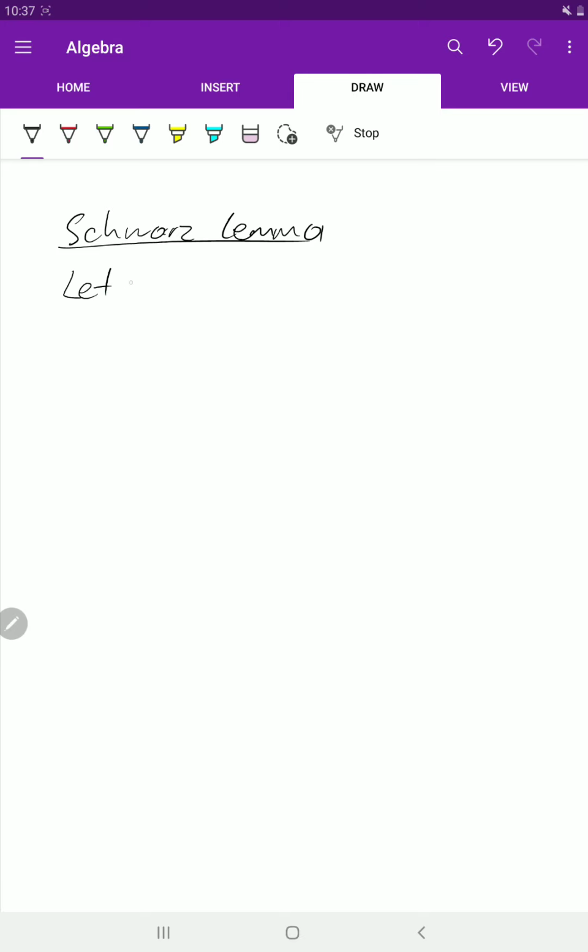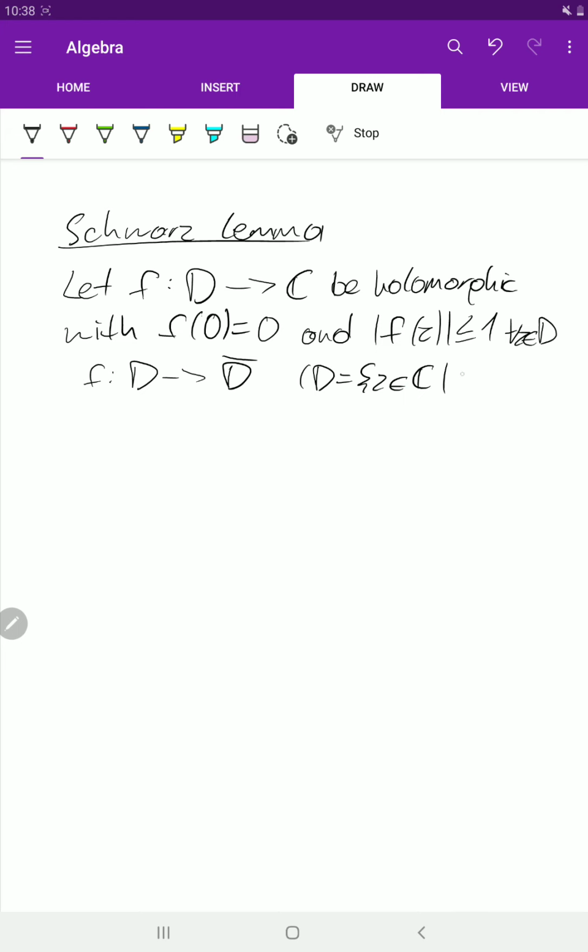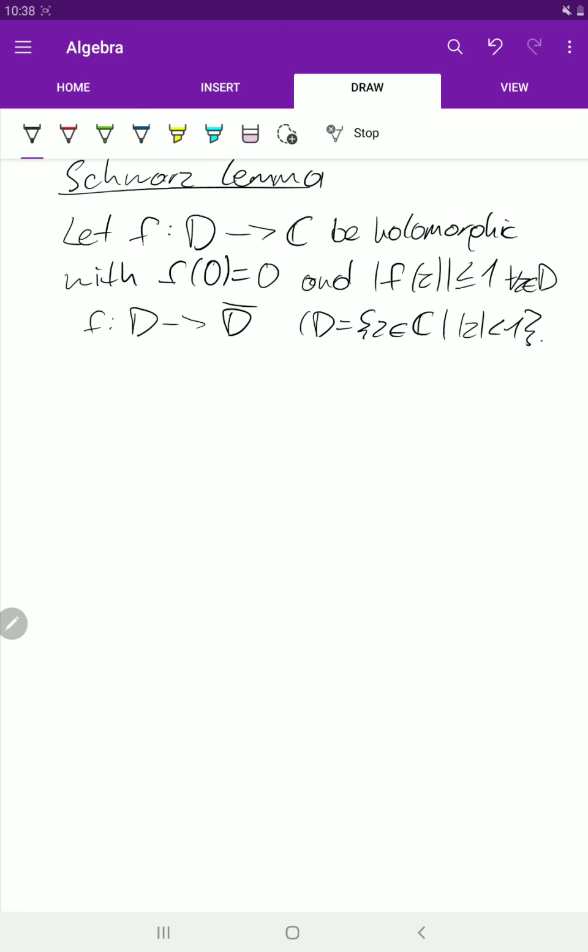So let's state it. Let f from the unit disk to C be holomorphic with f of the origin equal to 0, and it should have modulus at most 1 for all z in D, and so that means basically f goes from D to the closure of D, where D is just the set of all complex numbers which have modulus less than 1. And okay, now let's go to the statement.